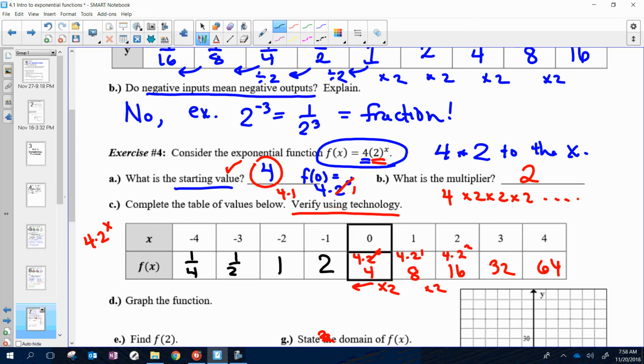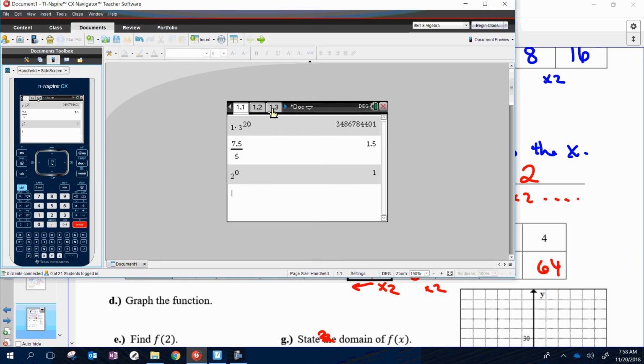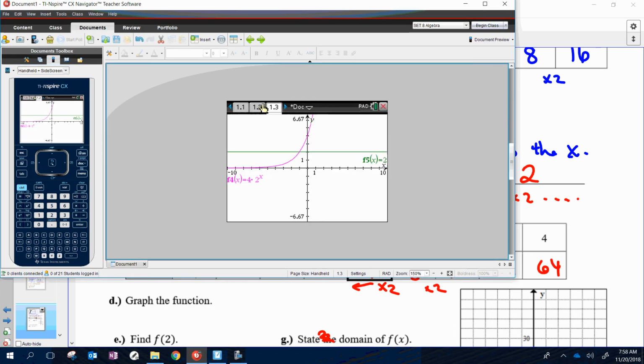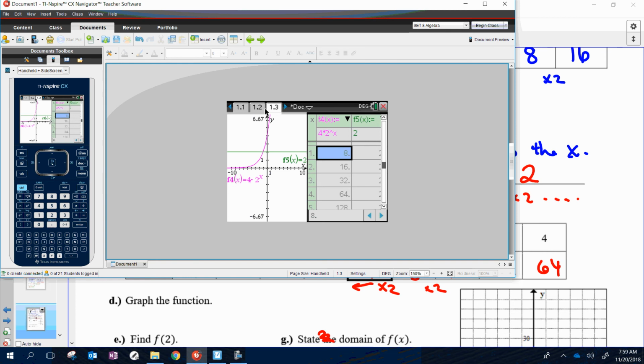And we could check this out on my calculator. 4 times 2 to the x looks like this. Let's figure out which page I did this one on. 4 times 2 to the x is right here. Control T. There's my table for the 1, the 8, the 16. Look up the table and you'll see the negatives. They did the negatives as decimals, but I did them as fractions.